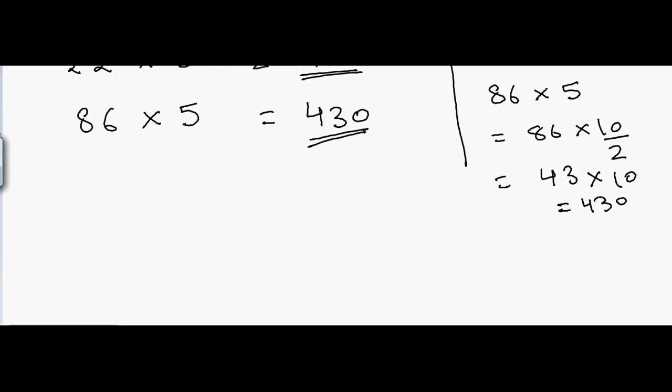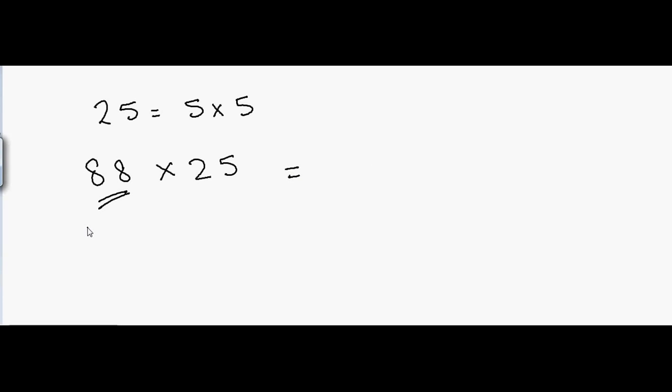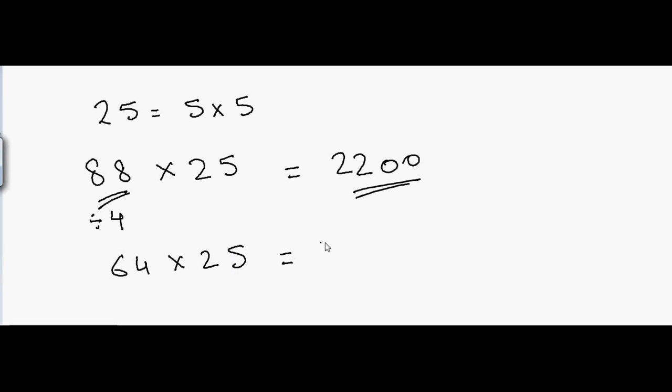Now let's go to 25. If I have to multiply any number by 25, we know that 25 is equal to 5 into 5. So instead of dividing by 2, we will divide by 4. Suppose I have 88 and I want to multiply it by 25. I will divide 88 by 4, which is equal to 22, and then I put 20 in the end. So that is my answer. Again, if I have to multiply 64 by 25, that will be 16, because 64 divided by 4 is 16. So we have 1600 as the answer.